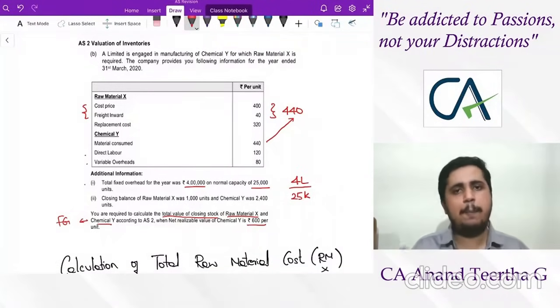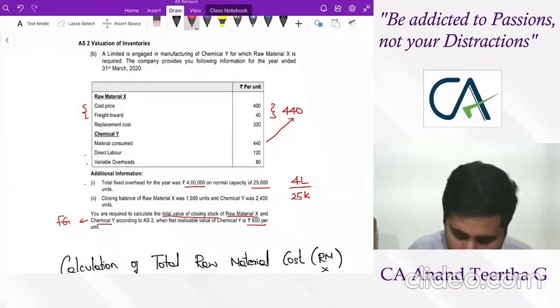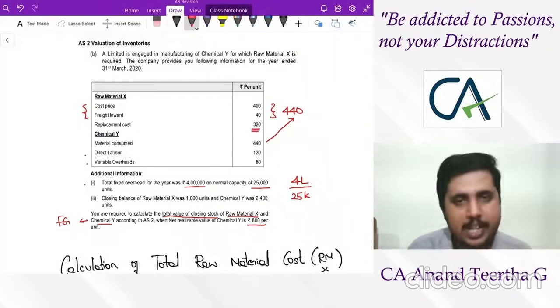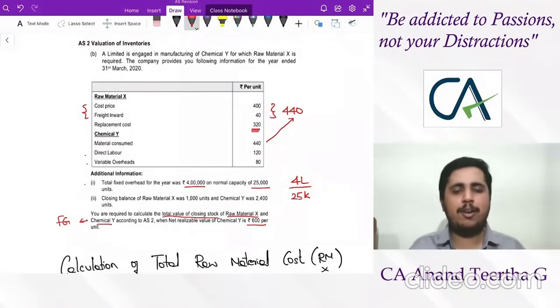Once that is done, apply for raw material. So for raw material, what information is given? 320 is the replacement cost. That you have to compare and then you can make out. But one condition is already satisfied. What is that?